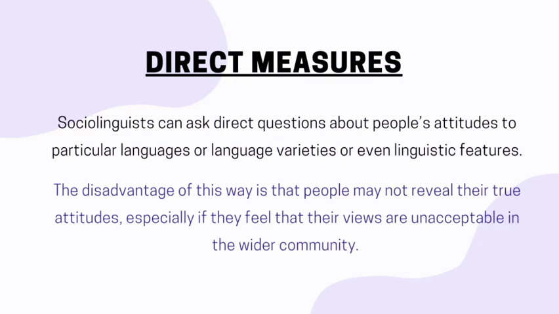And the second method is direct measures. Here, sociolinguists can ask direct questions about people's attitudes to particular languages, language varieties, or even linguistic features. For instance, do you like the Welsh language? Do you think Welsh sounds beautiful? Do you like the sound at the beginning of the Welsh word for language?